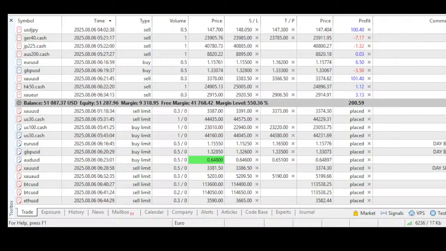Either you want to fight for another 10 pips, or you try to take a profit now. Either way is your decision. Okay, I think that's about it.